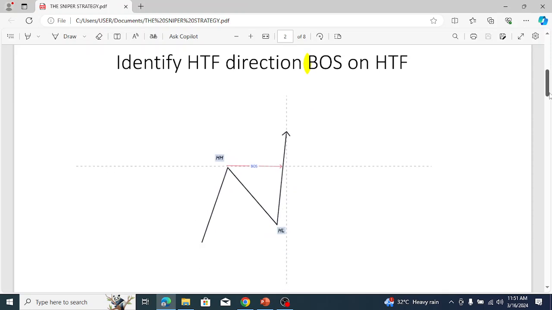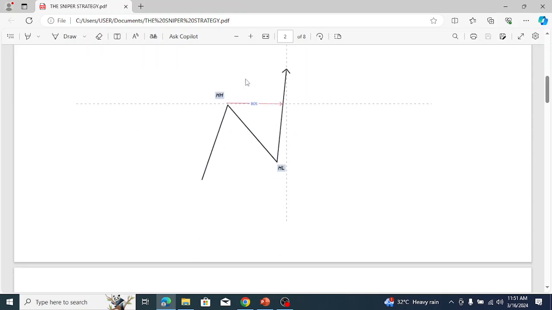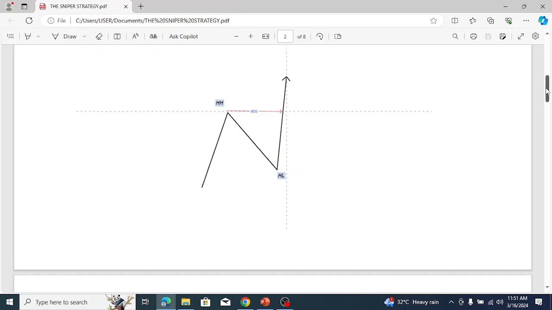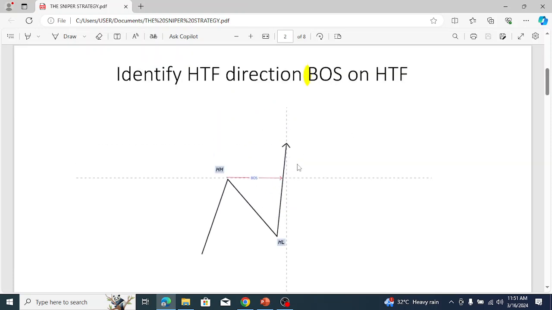So now you have identified your breakout structure. On your higher time frame, is the market making higher highs and higher lows, or lower highs and lower lows? You understand? So now we have identified our direction, that this market is in an uptrend. So we are looking for buys, right? So this is an uptrend. So we'll move to number two.